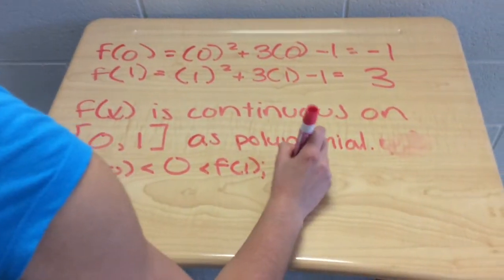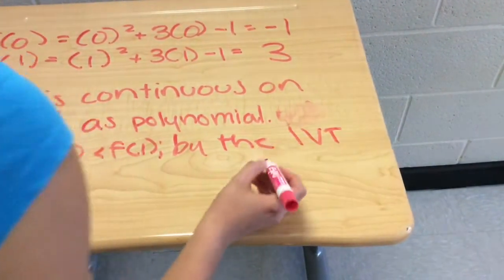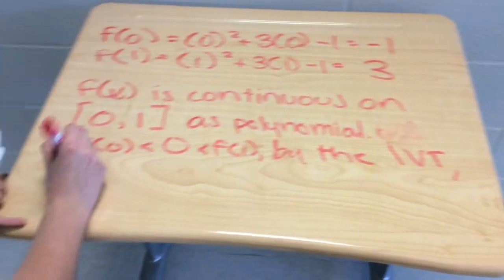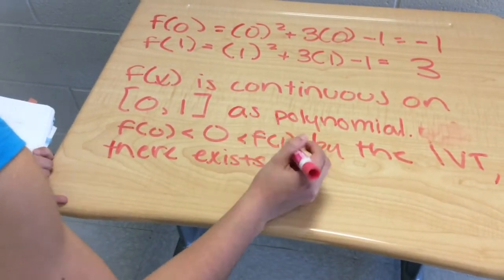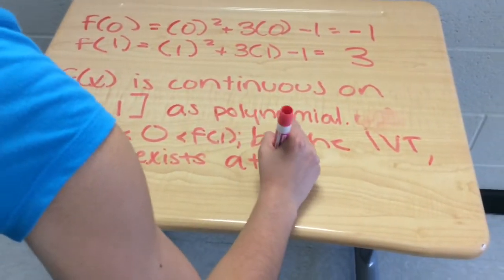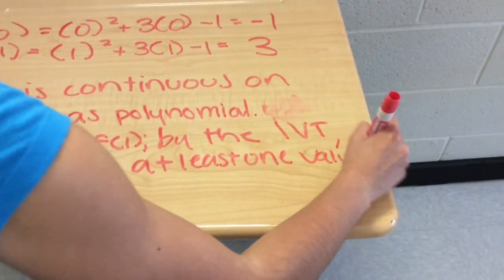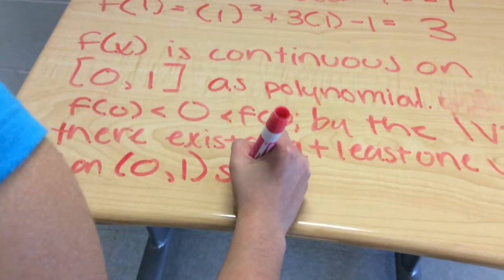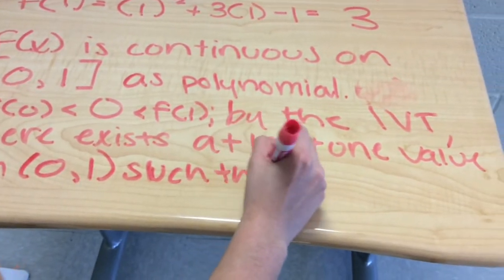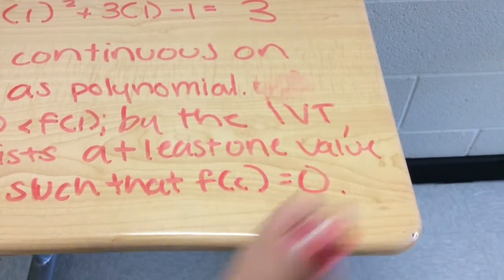So by the IVT, there exists at least one value c on the open interval 0 to 1 such that f of c equals 0.